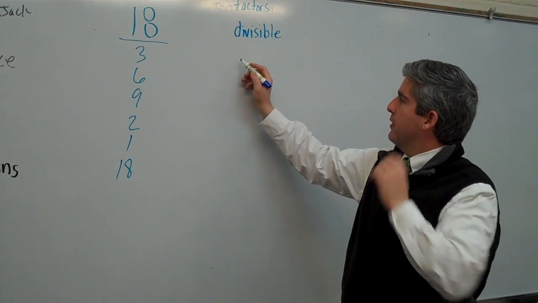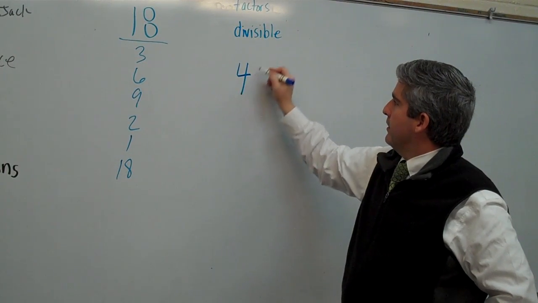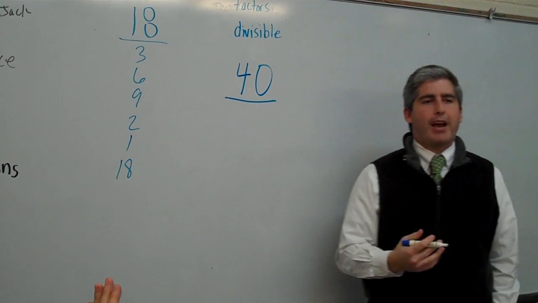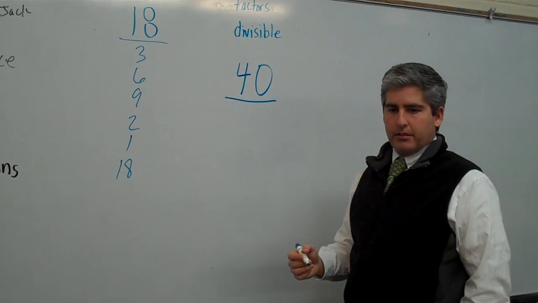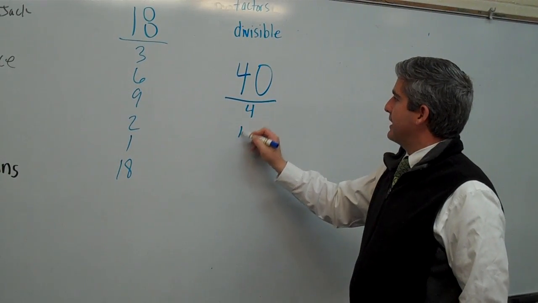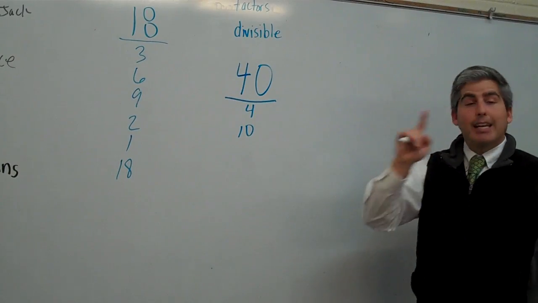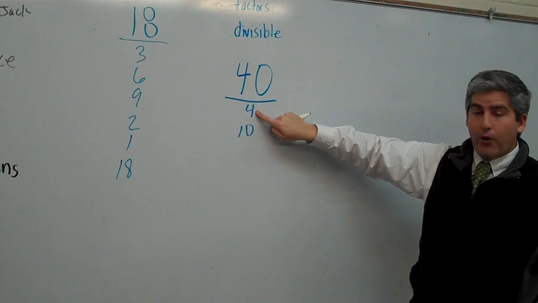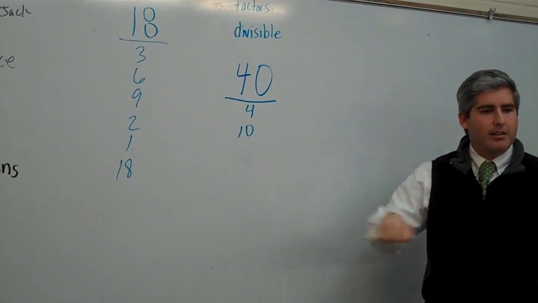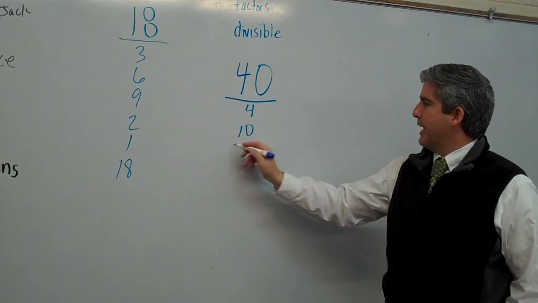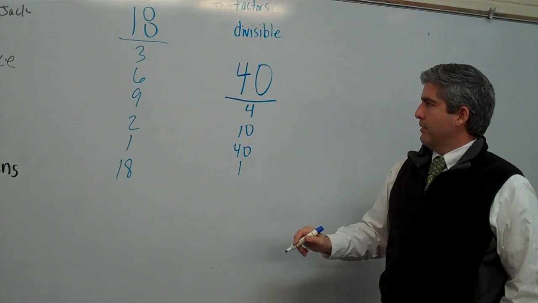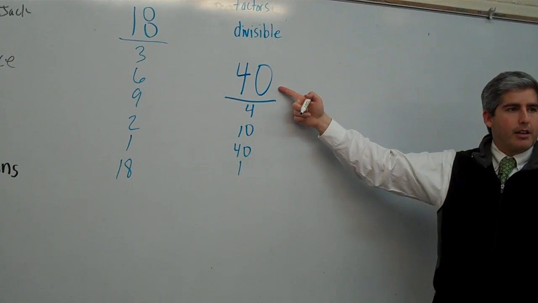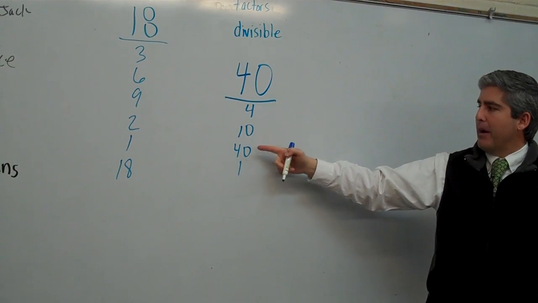Let's do another number. Who can think of a multiplication problem that equals 40? This is how we find our factors. Give me one, Rebecca. 4 times 10. So 4 and 10 are factors. And let's reverse that. That means that 40 is divisible by 4 and 10. Elena? 40 times 1. Which means 40 and 1 are factors of 40. And 40 is divisible by 40 and 1.